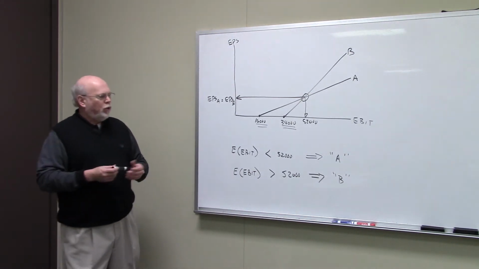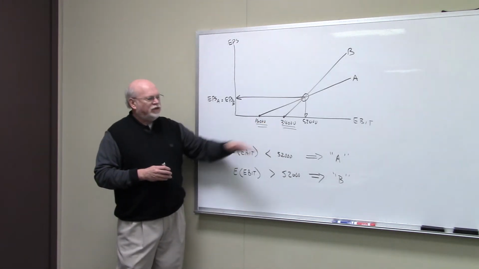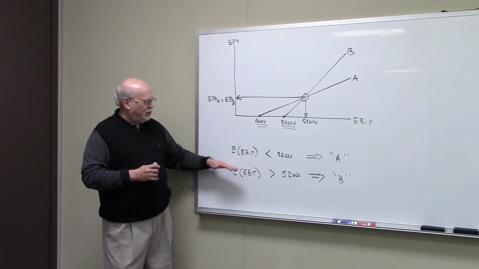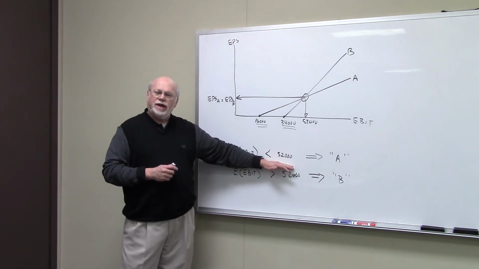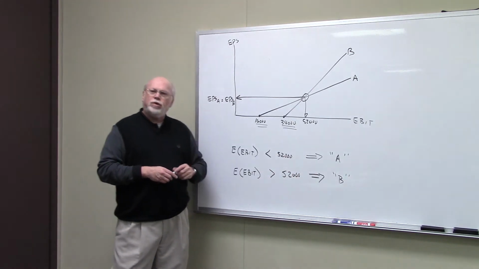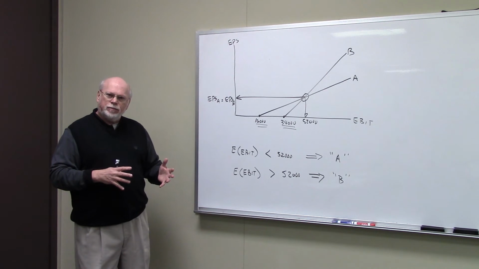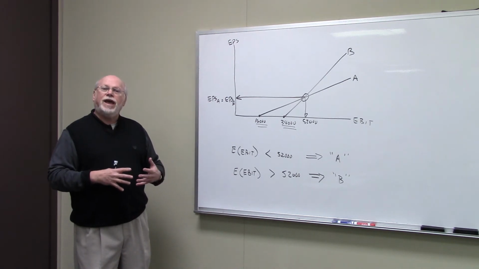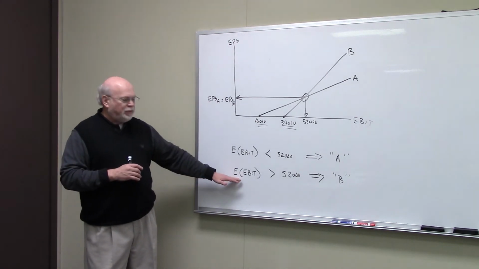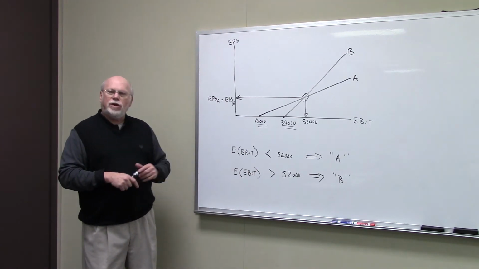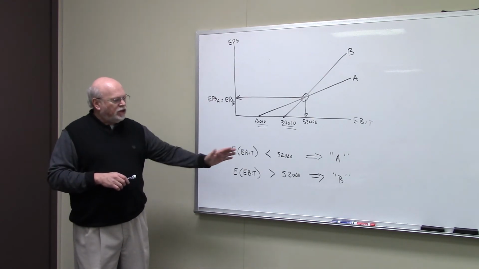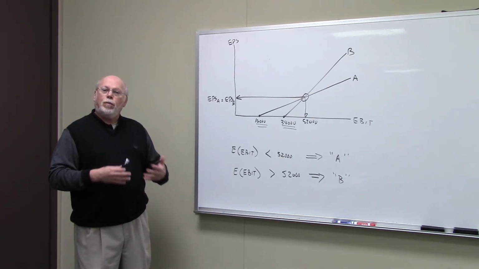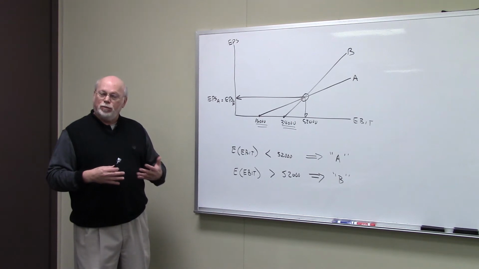What do you do? Well, it's easy enough. Once you find your crossover point or indifference point, if the expected level of EBIT is going to be less than the indifference point, in this case less than $52,000, then you go with the capital structure that has less debt, less financial leverage, which would be capital structure A. If you expect your level of EBIT to be greater than the indifference point, in this case greater than $52,000, then you want to go with the capital structure that has more financial leverage, which would be capital structure B.